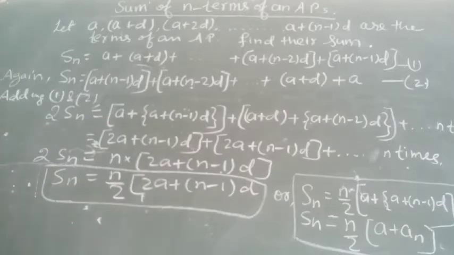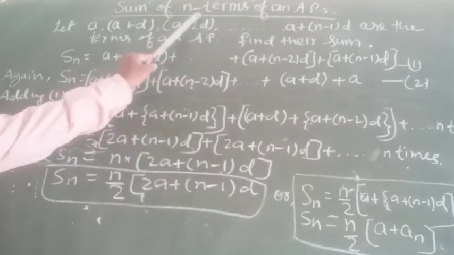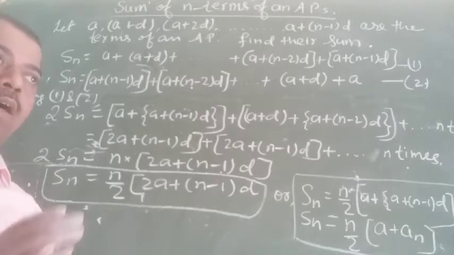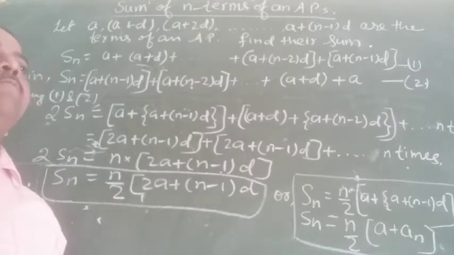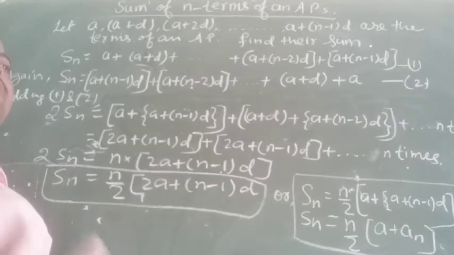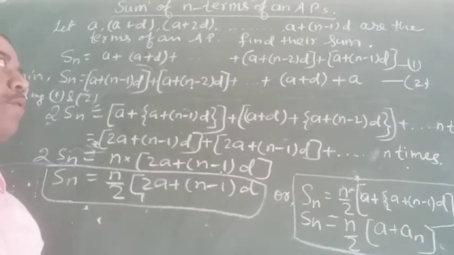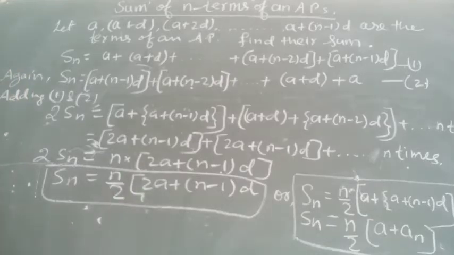This is my video on the sum of n terms of an AP. How to find the sum of n numbers in AP. N numbers means first number a, second number a plus d, third number a plus 2d and so on. We have to give the formula for that.